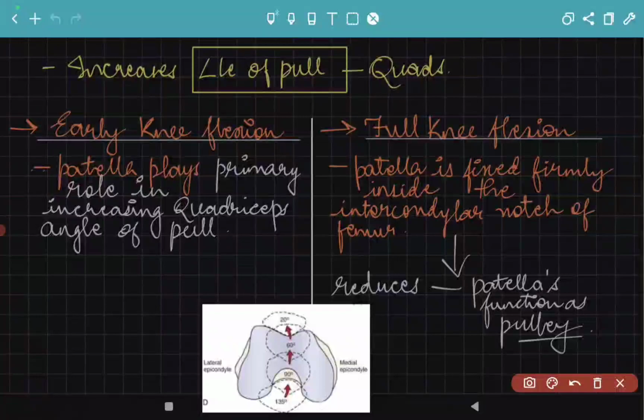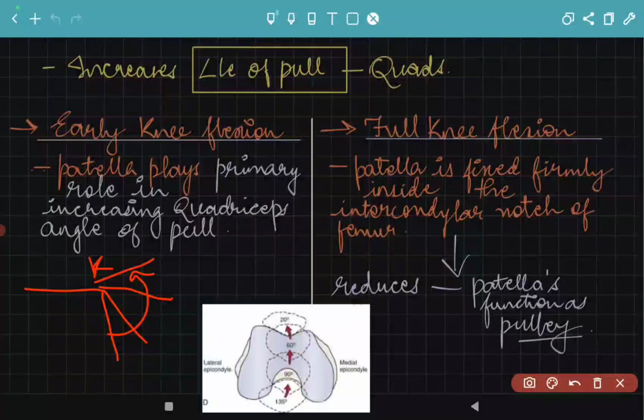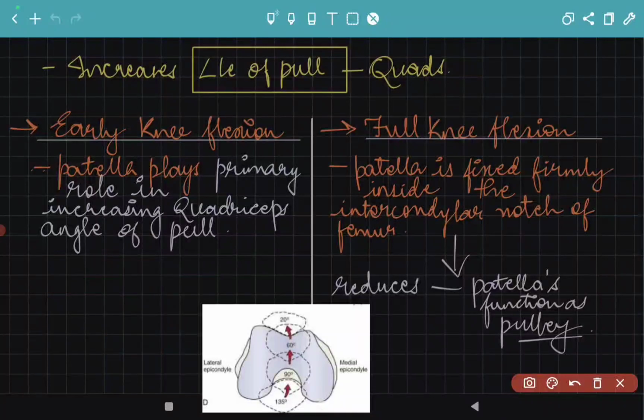But there are variations at different angles of knee flexion. This is the quadriceps muscle, so there is variation at different angles of knee flexion and extension, at different ranges. Let's see how the patella acts as an anatomical pulley. As we know, the patella increases the angle of pull of the quads on the tibia.